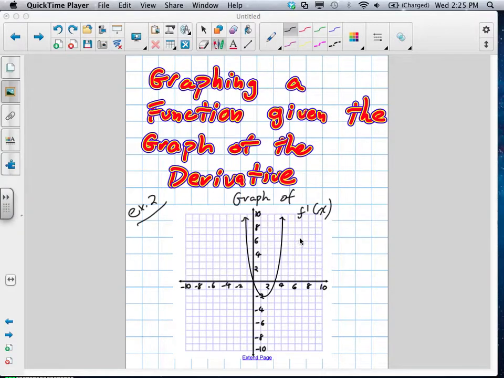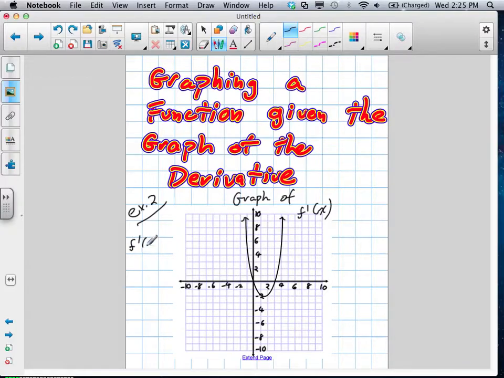Okay, in this example, it's kind of the reverse of what we're used to looking at. This is actually the graph of the derivative. So I'm going to write a couple of those rules again. Remember, if the derivative is positive, the original graph of f at x is increasing.